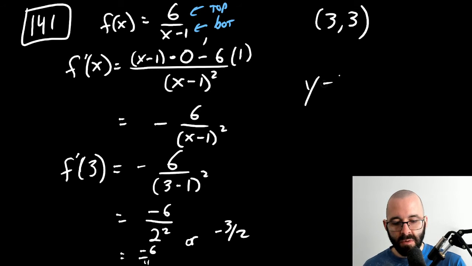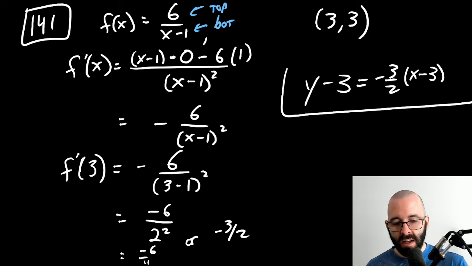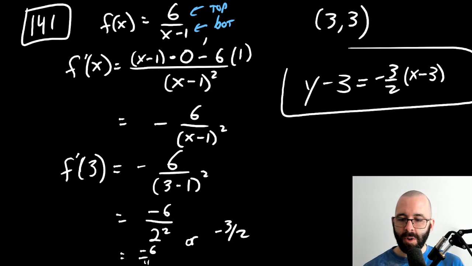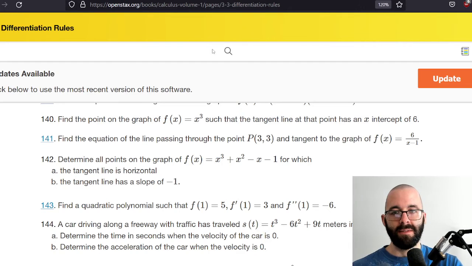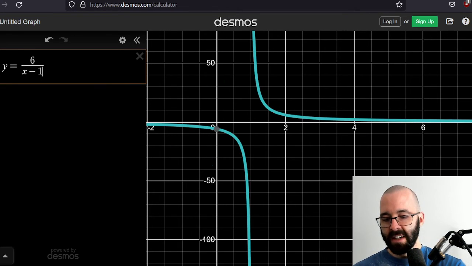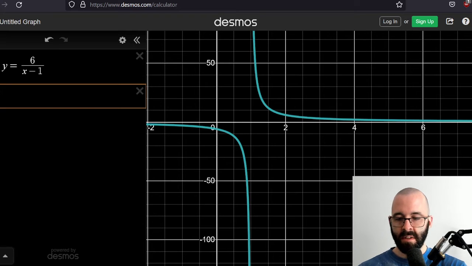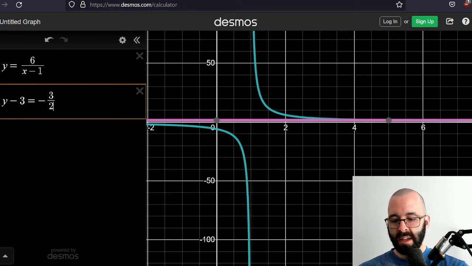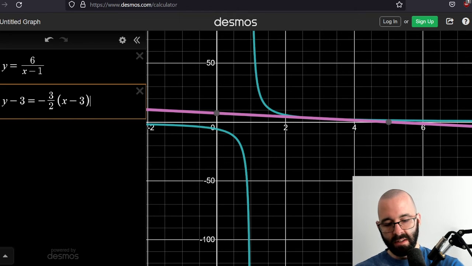Now plug in point slope form. y minus the y coordinate equals the slope times x minus the x coordinate. And then we graph it and really hope that we didn't make any mistakes. So 6 divided by x minus 1, this is our function. And we said the tangent line should be y minus 3 equals negative 3 halves times x minus 3.